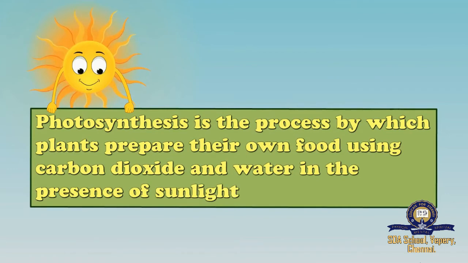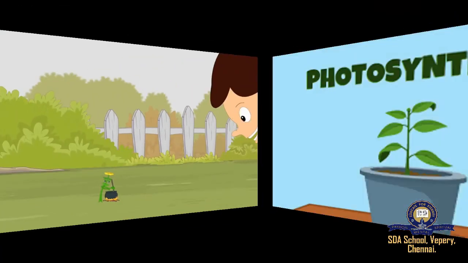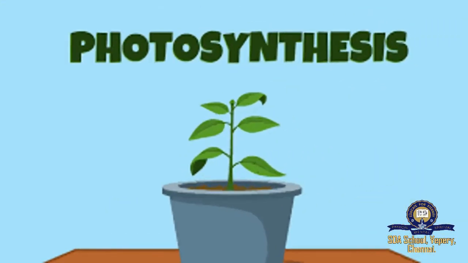Yes. So that boy finally found the answer to how plants prepare their own food. Did you also find the answer? Yes. Plants prepare their own food by the process known as photosynthesis.